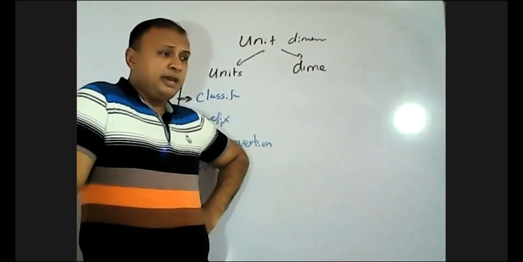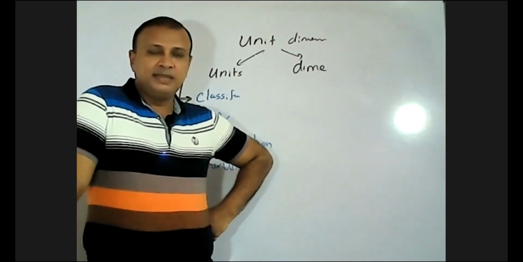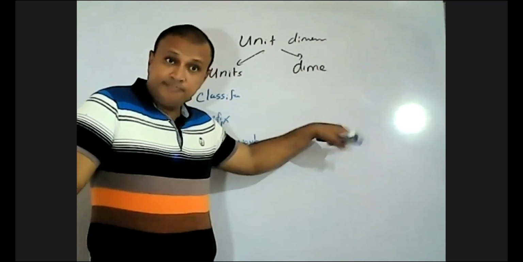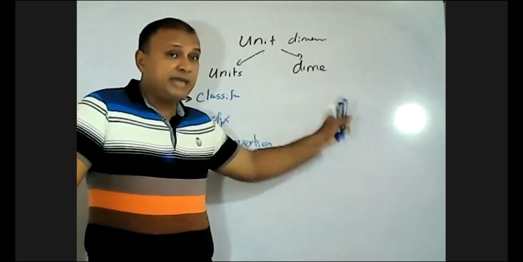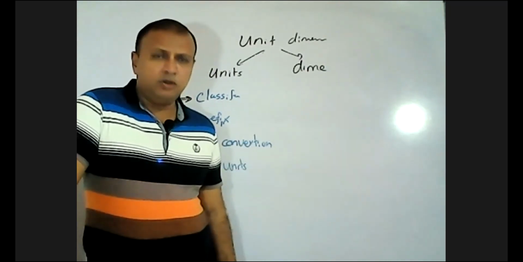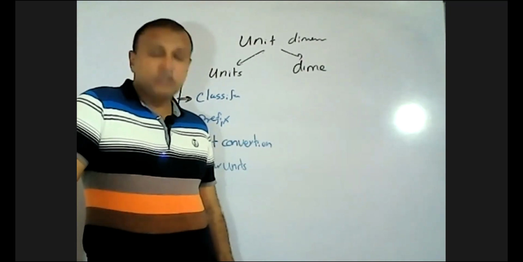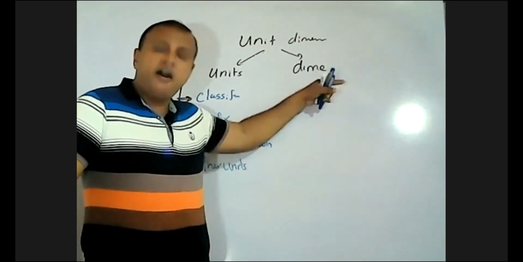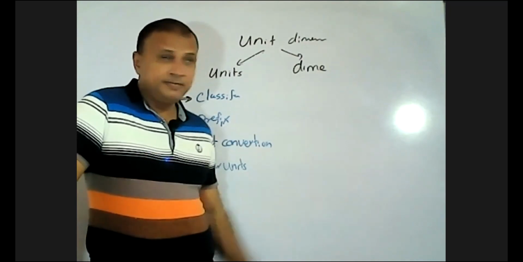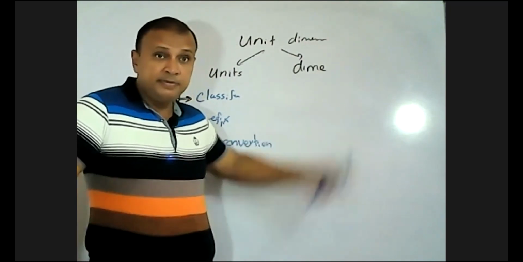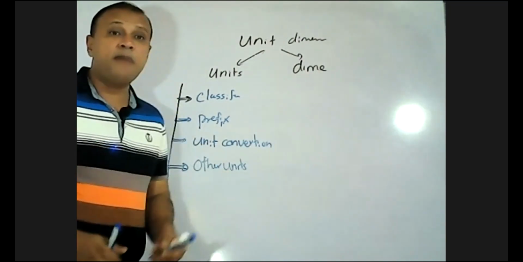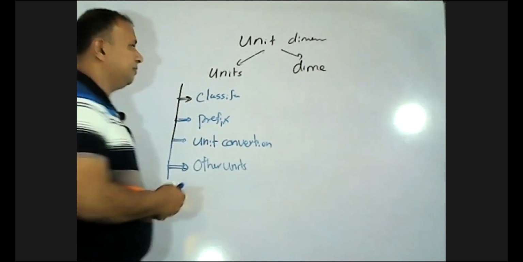Then we have discussed power. If there is a power, the power should be a number. A number doesn't have a dimension, that means its dimension is equal to 1. So if there is a power of any base, that power should be a number, and that part doesn't have a dimension.